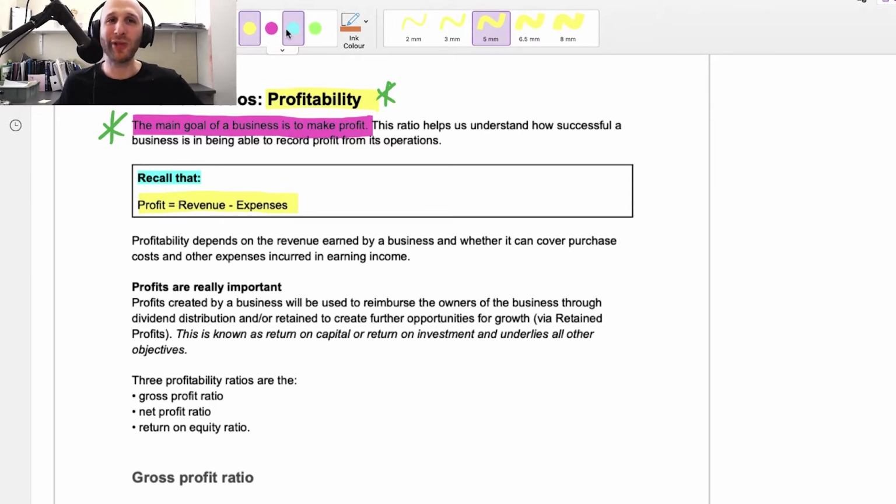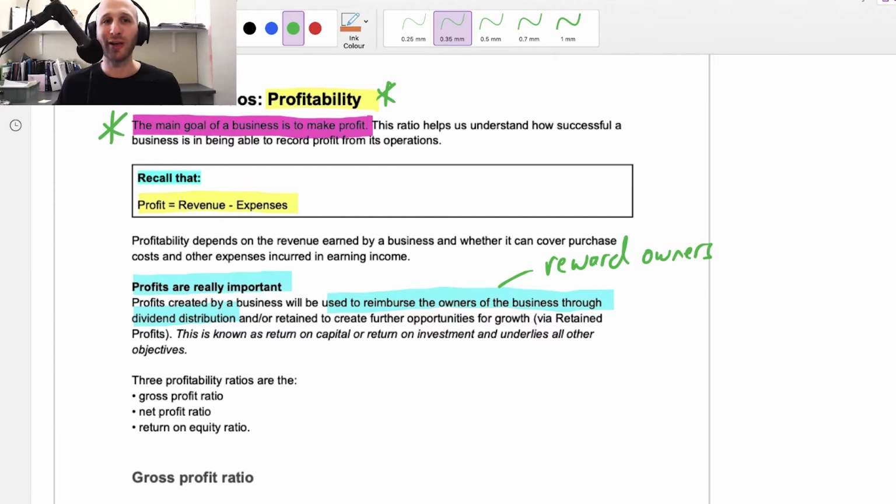So if we own a business, we're really concerned about profit because it's important to survival, but it will also be used to reimburse the owners through dividends. So they will get those rewards, and profit is also really important to create future opportunities for growth, so the business will likely retain some of those profits in order to fund future growth.